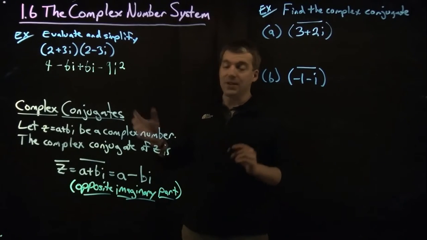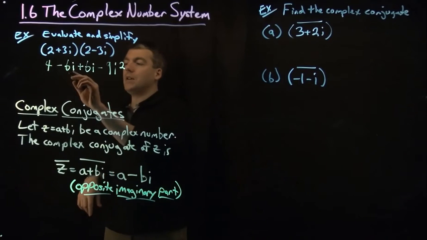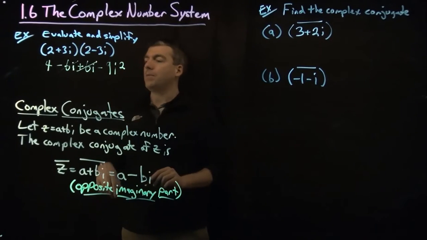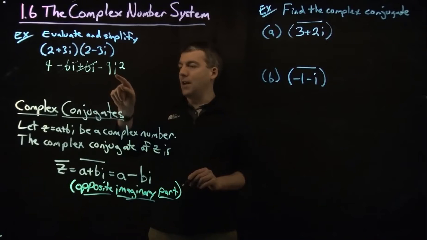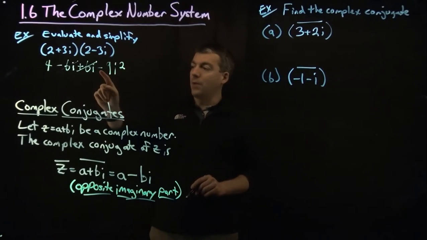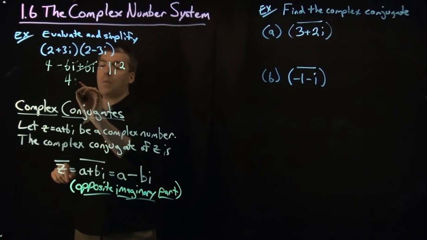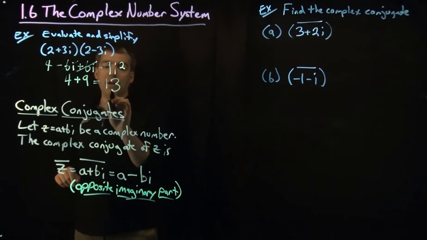Okay, let's simplify now. We have minus 6i plus 6i, so these will cancel. We have minus 9i squared, and we know that i squared is negative 1. And so negative 1 times a negative 9 is plus 9, so we have 4 plus 9, which is 13.